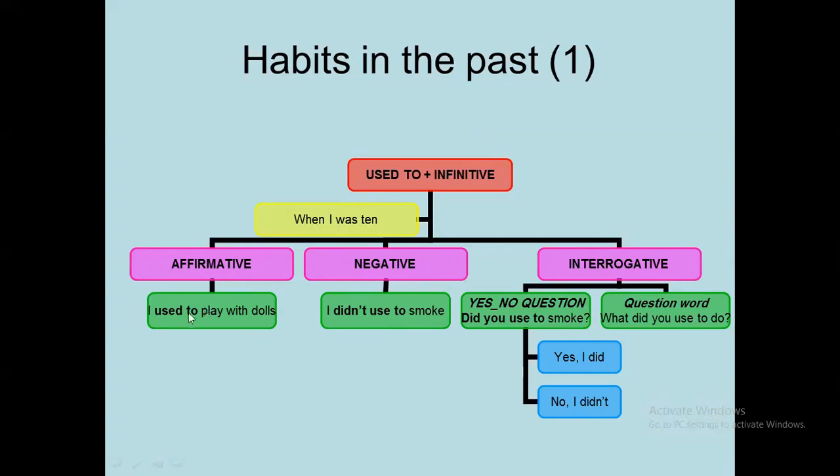So what's the negative of used to? The negative of used to is didn't use to. Like any past simple negative, when we use didn't, the following verb is in the base form. So I didn't use to smoke. So didn't eats the D in use.